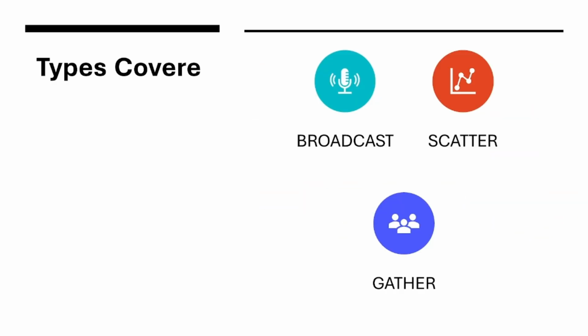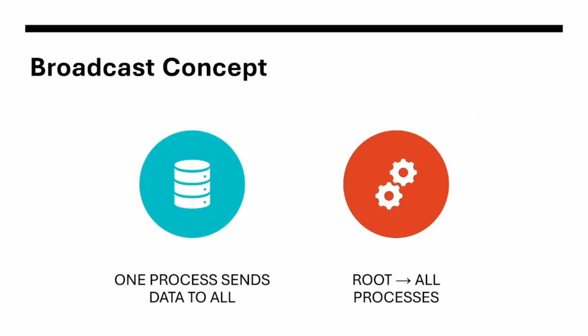So let us look deeper about each category here. The first one is the broadcast, and broadcast in MPI is a collective communication operation where one process, that is the root, distributes the same data to all other processes in the communicator. So let us see how it works.